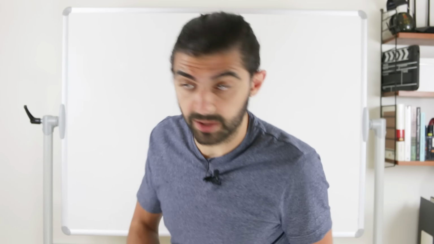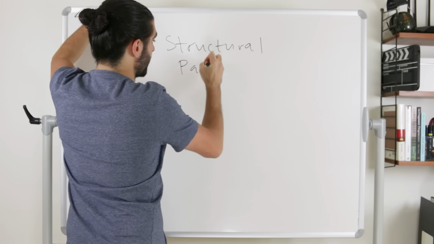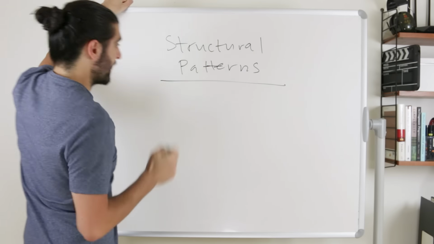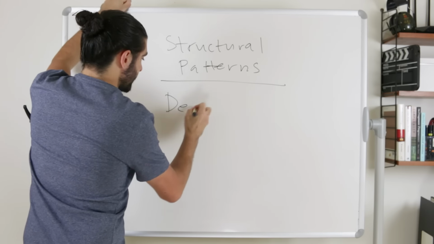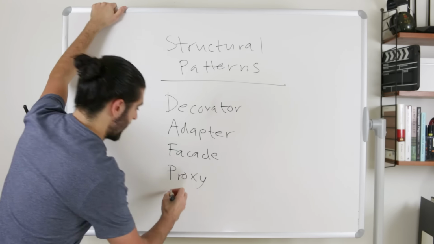Sorry about that. But anyways, so let me repeat the patterns that we're talking about. First of all, we are talking about structural patterns. And which patterns are we talking about? We are going to talk about decorator, adapter, facade, proxy, and bridge.